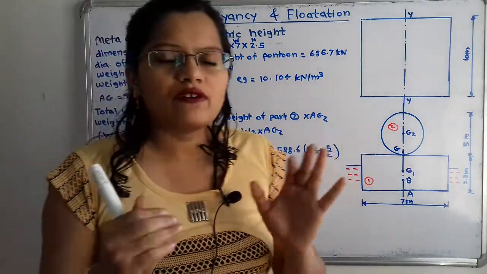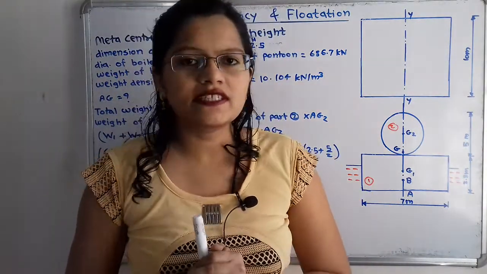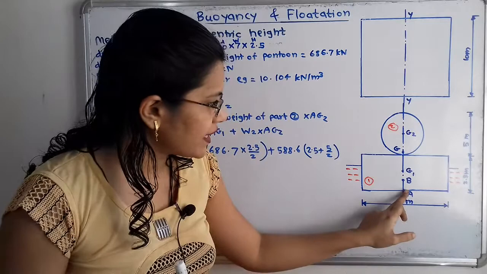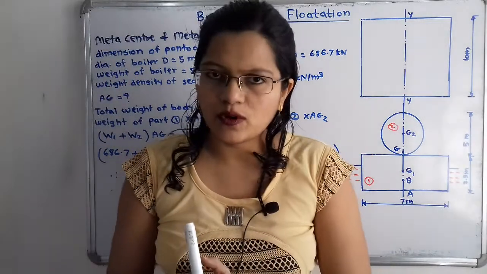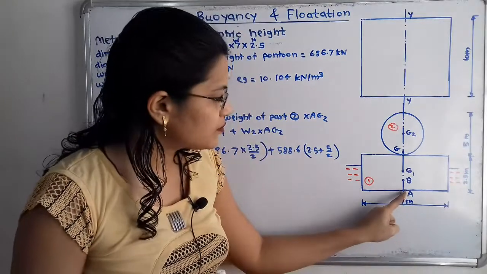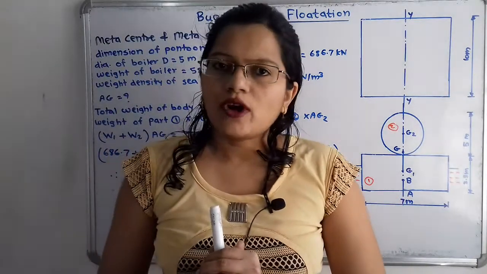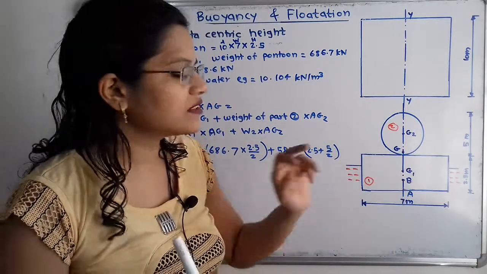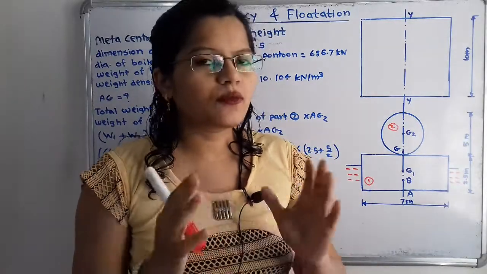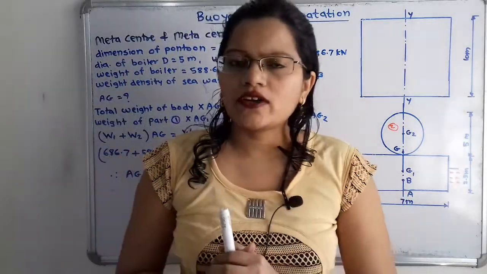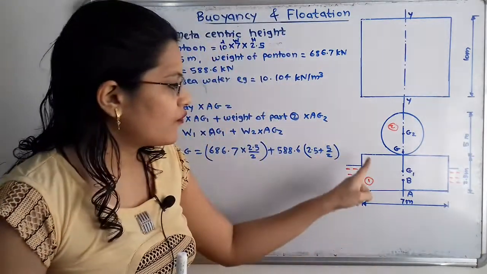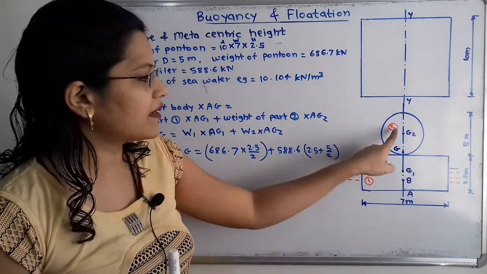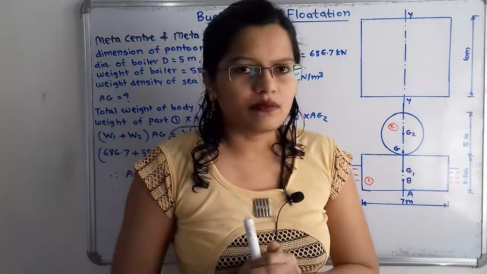Now what do we have to find out? We have to find out the metacentric height. For that we have to select the distance from this bottom point A for the center of gravity of the whole body, as well as the distance from this bottom point A for the center of buoyancy of the whole body. So for the whole body we will use the center of gravity G and the center of buoyancy, that is point B. Now this body is a combination of two parts. For this base part, the rectangular pontoon, I will give the number 1. This is the first part, and for this boiler I will give the number 2.